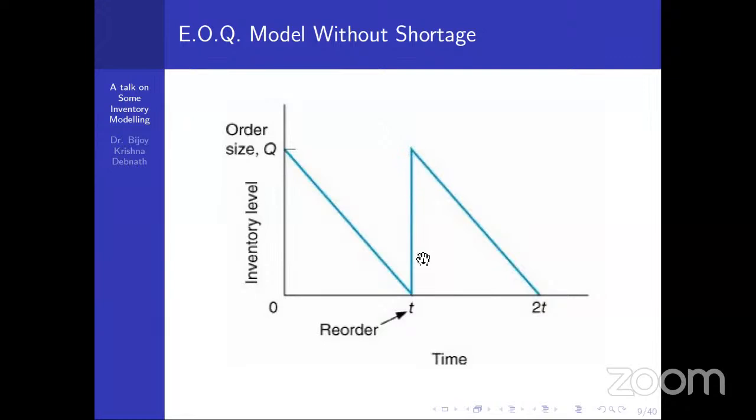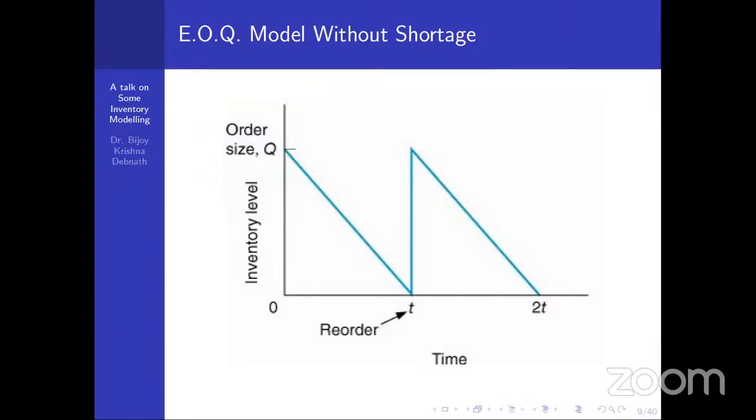That means whenever you order another Q quantity, you get it directly, and your warehouse is raised by this Q. Again there is consumption, and at time 2t it finished. Again you get another order, and again consumption finishes, and this way it continues. This is the basic fundamental model formulated by F.W. Harris, way back in 1923, almost 100 years back.